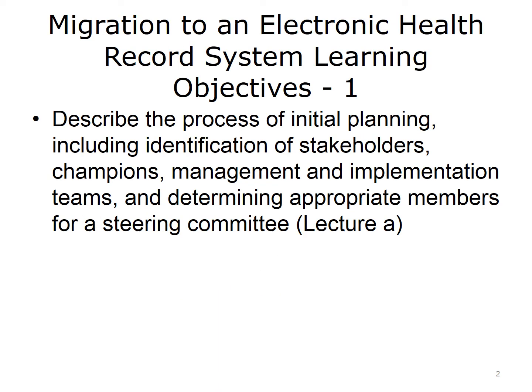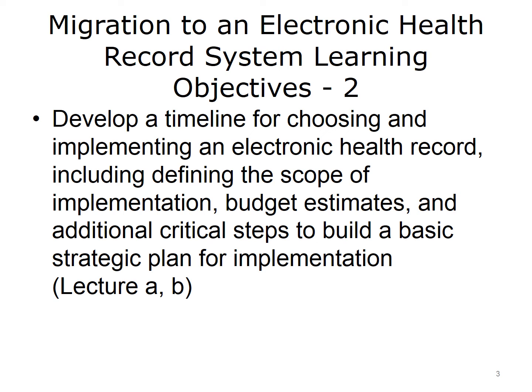The objectives for Migration to an Electronic Health Record System are to describe the process of initial planning for migration to an electronic health record, EHR, including identifying stakeholders, champions, management and implementation teams, and determining appropriate members for steering committee. Develop a timeline for choosing and implementing an EHR, including defining the scope of implementation, budget estimates, and additional critical steps to build a basic strategic plan for implementation.